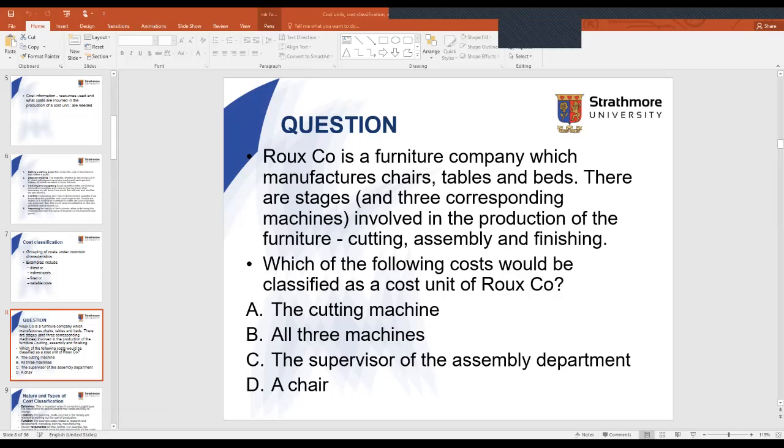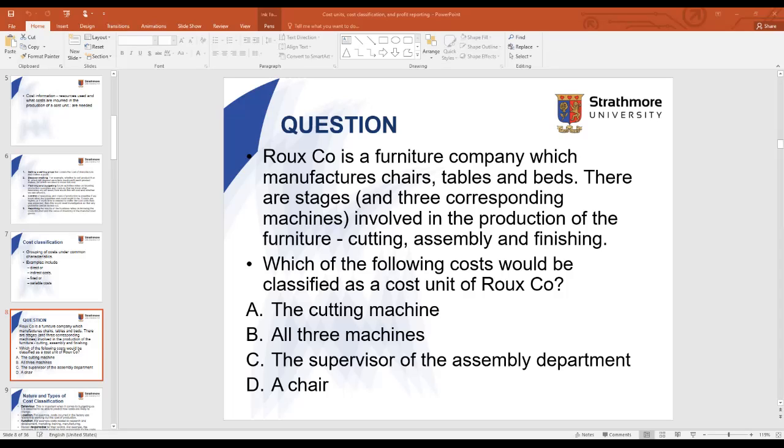This company makes furniture: chairs, tables, and beds. There are these stages of production: cutting, assembly, and finishing. Which of the following costs will be classified as a cost unit for the company?